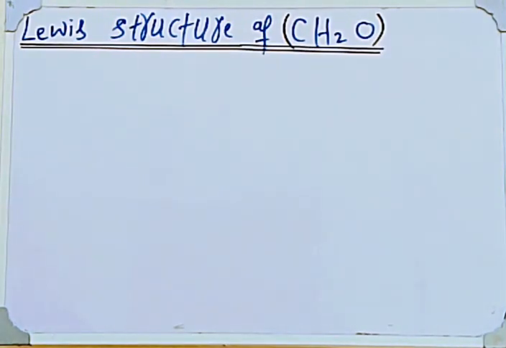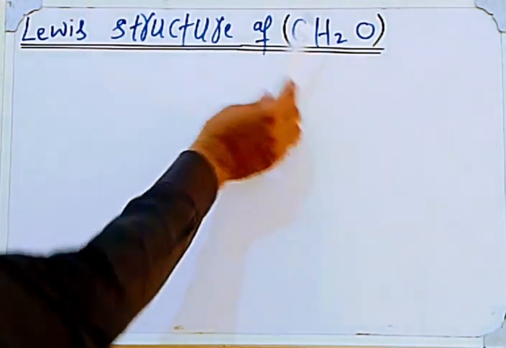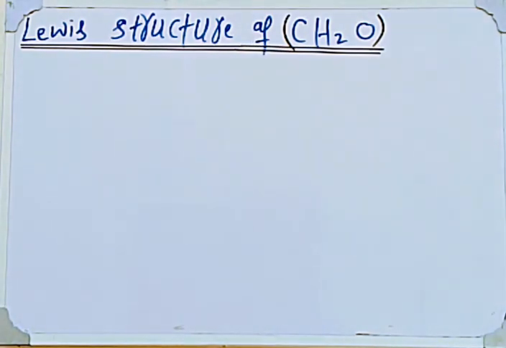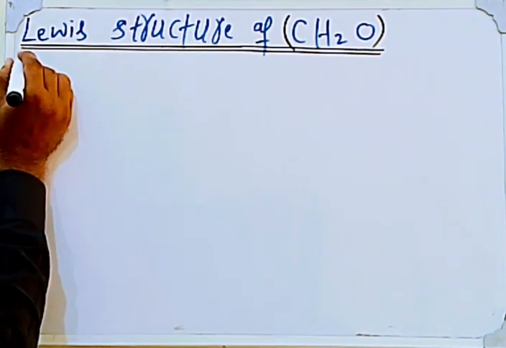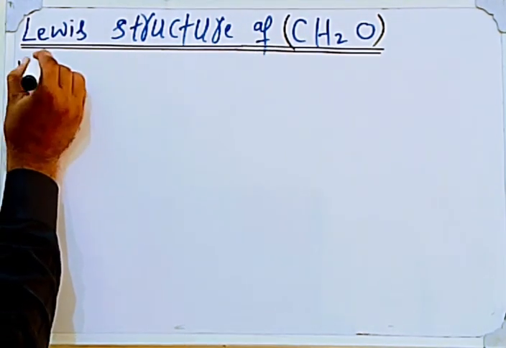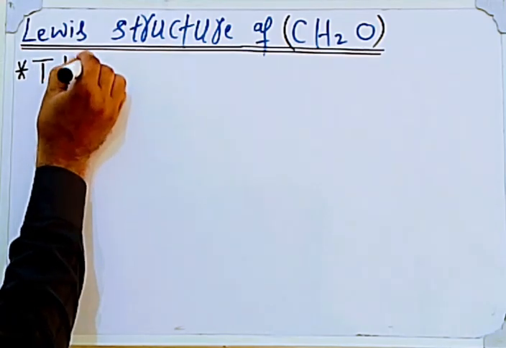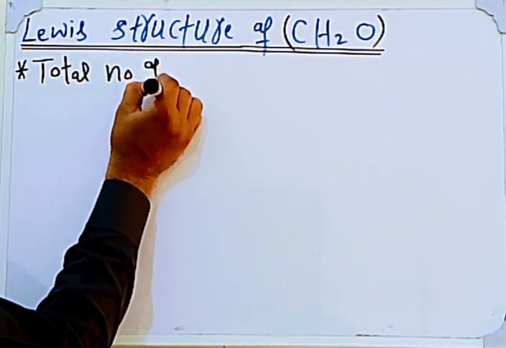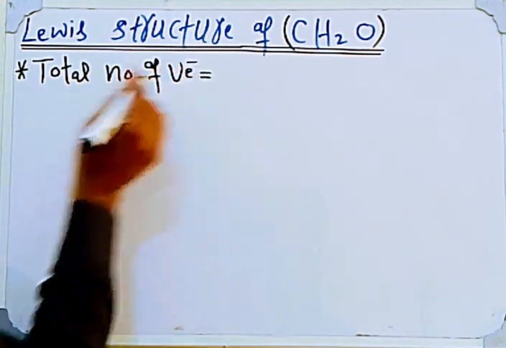Dear students, today we are going to draw the Lewis structure of CH2O. CH2O is called formaldehyde. To draw the Lewis structure of CH2O, first of all, we have to calculate the total number of valence electrons.